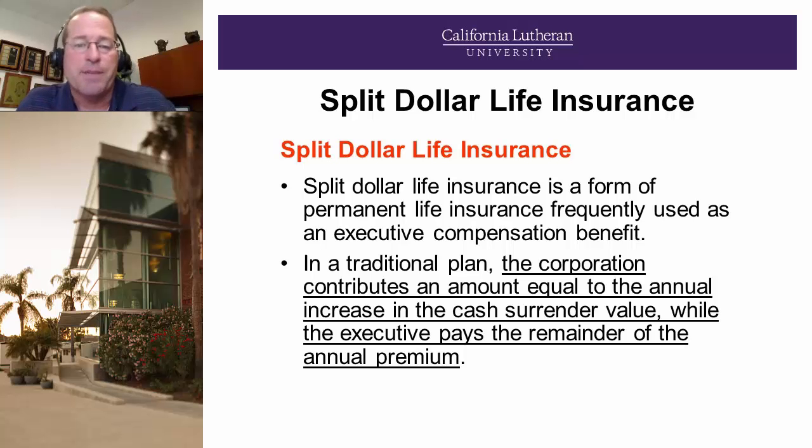Split dollar insurance. Split dollar life is a form of permanent life insurance frequently used in an executive compensation benefit. In a traditional plan, the corporation contributes an amount equal to the annual increase in the cash surrender value, while the executive pays the remainder of the premium. This is typically used for the upper echelon of a corporation. It is a way to shelter and leverage dollars that can be used for retirement, or if the employee dies, for their death, that are not subject to ERISA rules.